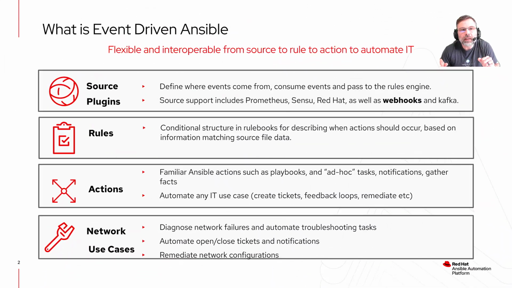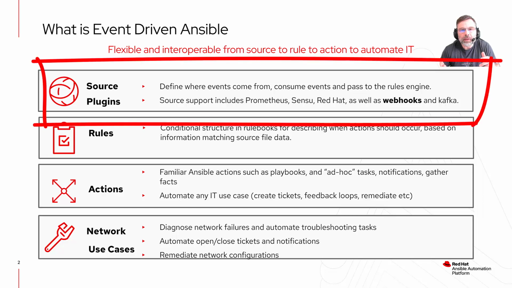Okay, let's have a quick level set on how event-driven Ansible works. It all starts with the source plugins. Source plugins are where we listen for events or define where events come in from so that we can consume the events later to pass to our rules engine in our rulebook. And a rulebook is much like a playbook used for EDA. The type of source plugin that we're using for today's demonstration is a webhook from SolarWinds.